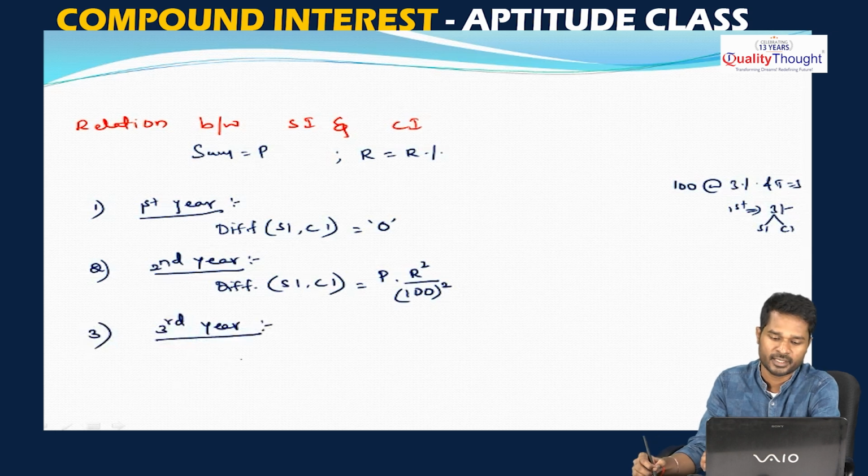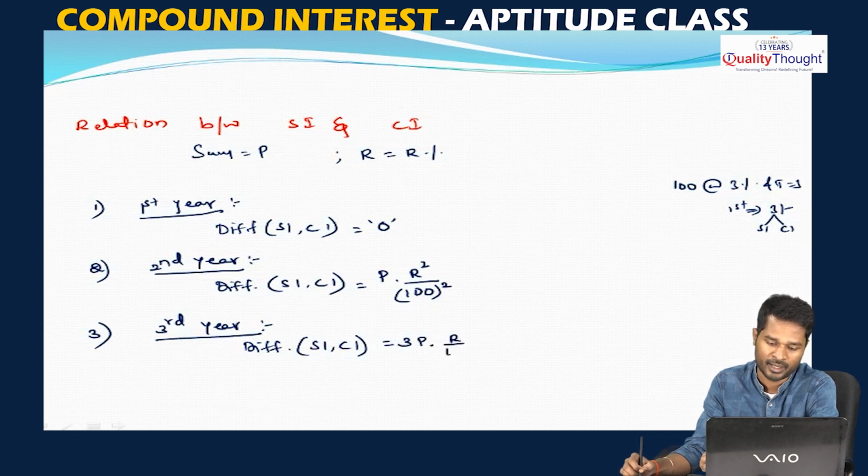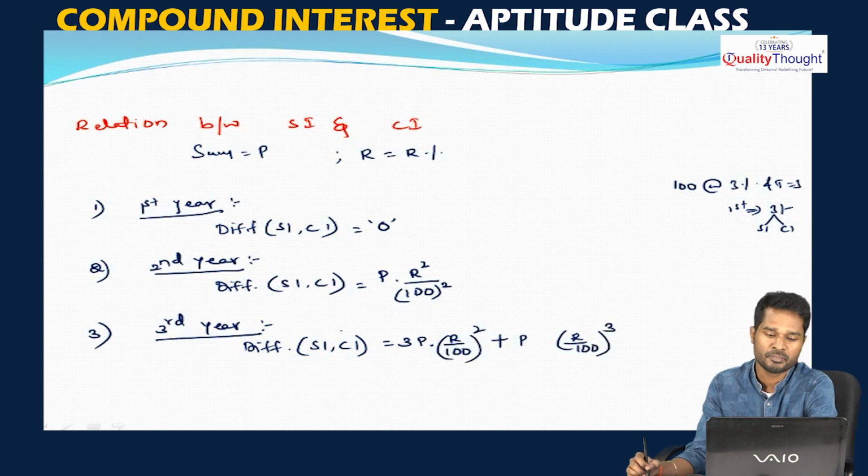So let's see the difference between simple interest and compound interest for the third year. The difference between simple interest and compound interest for the third year is 3P(R/100)² plus P(R/100)³.